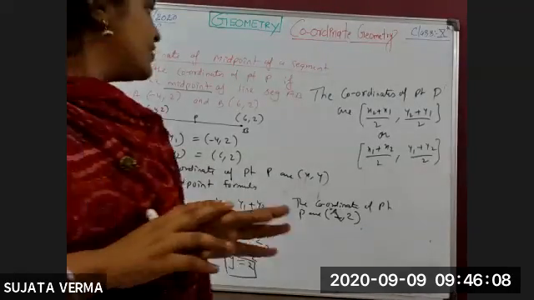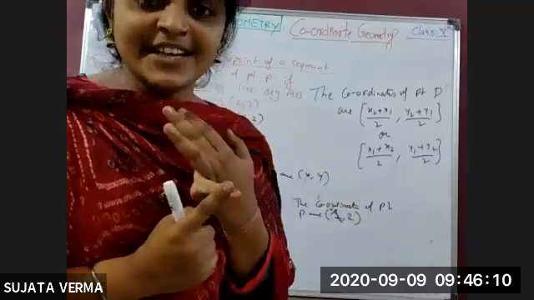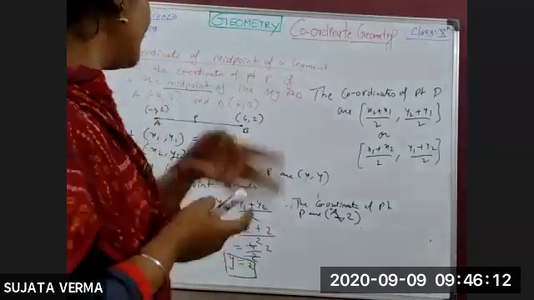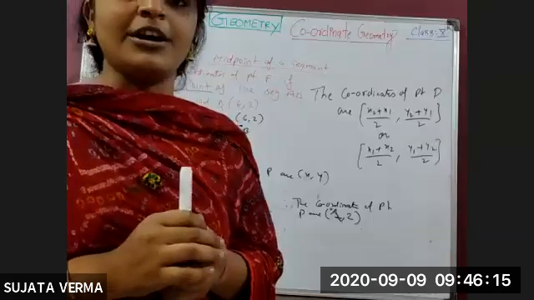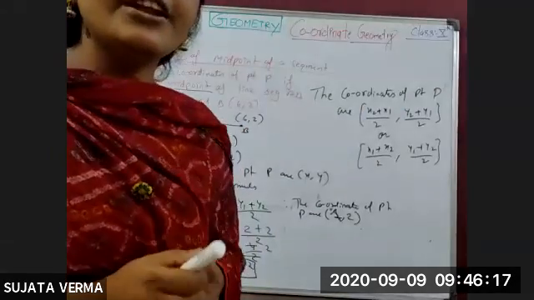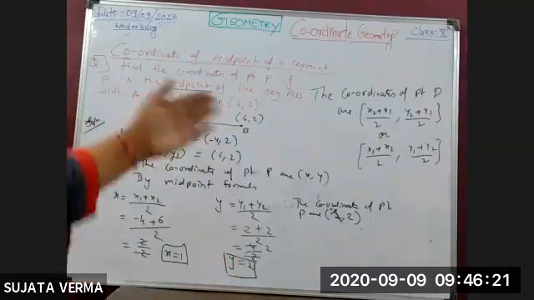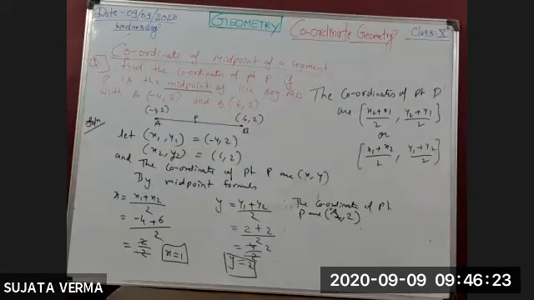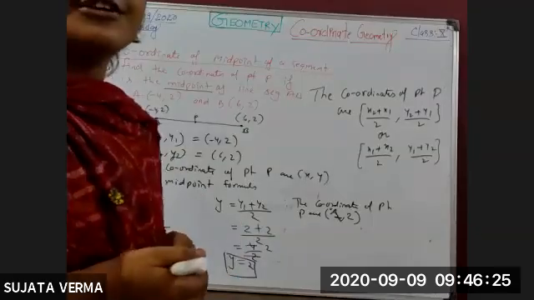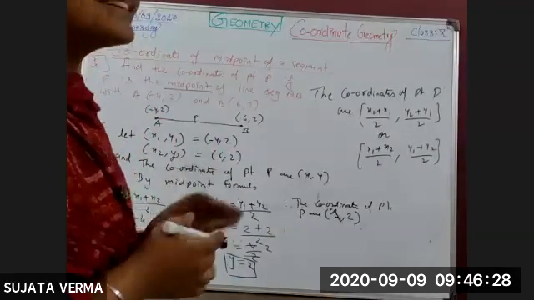So today we learned two formulas. The first one is the section formula and the second one is the midpoint formula. In the next class we will learn the next topic, the centroid formula. And I request all students, please attempt practice set 5.2.